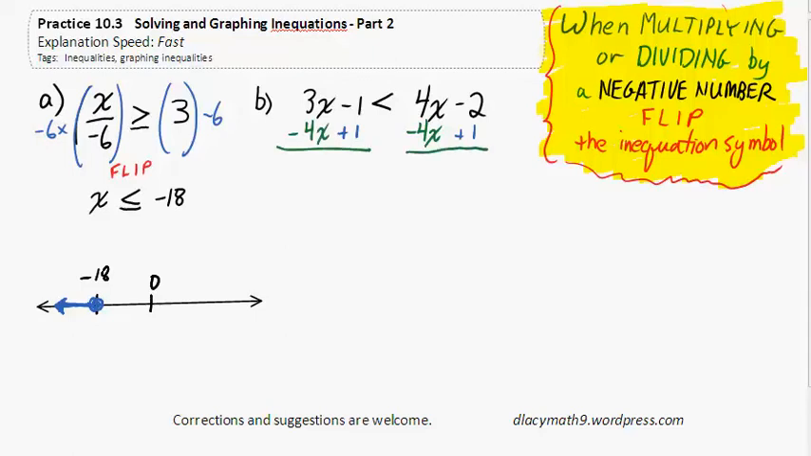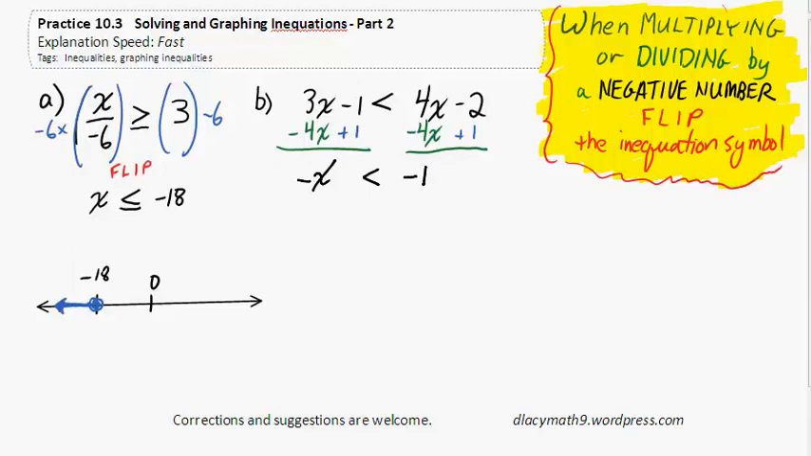Now, just be aware, I have not multiplied or divided here by a negative number. This -4x, this is being added to it. It doesn't cause a flip because there's no multiplying. 3x minus 4x is -1x or -x plus 0 is less than, -2 plus 1 is -1.